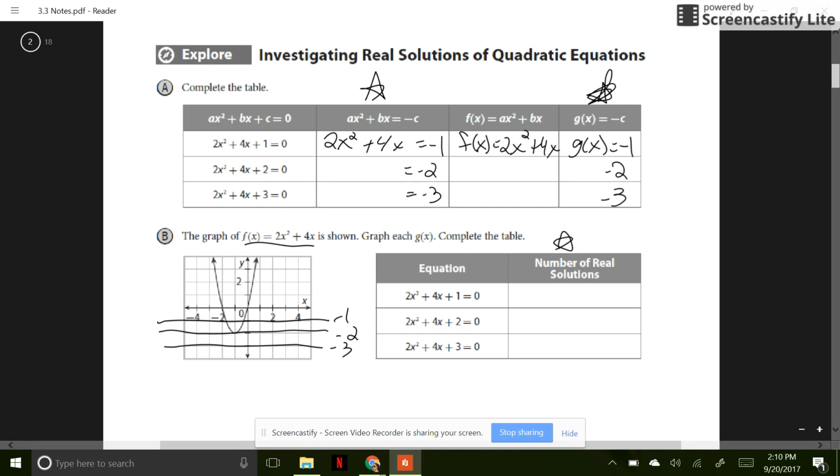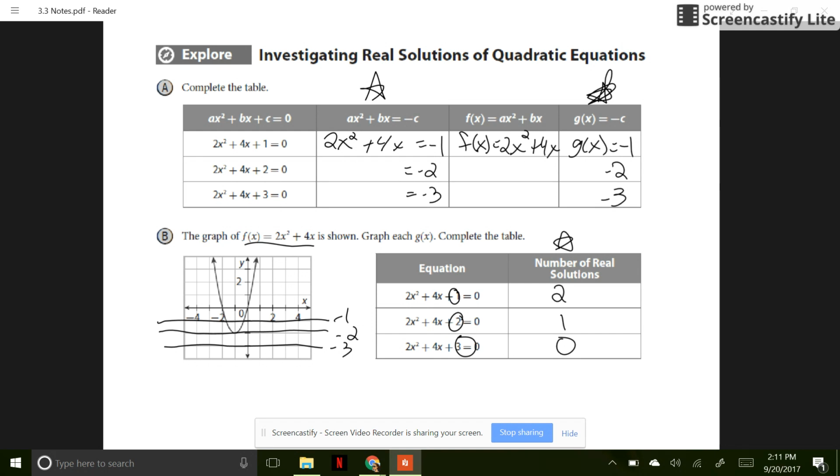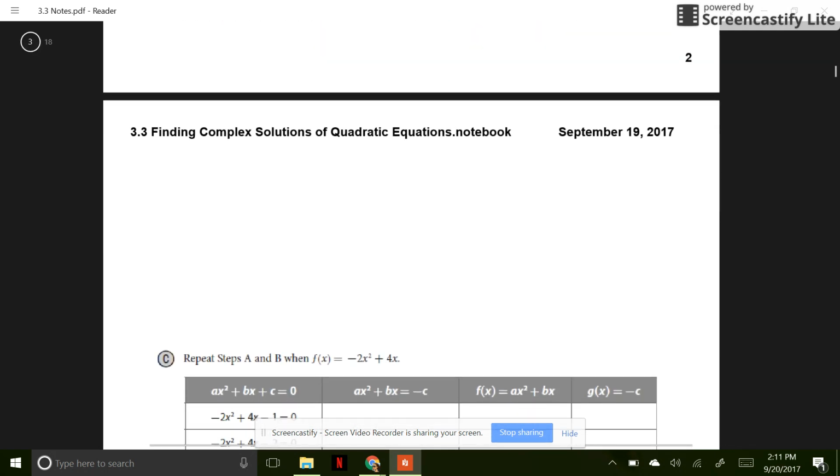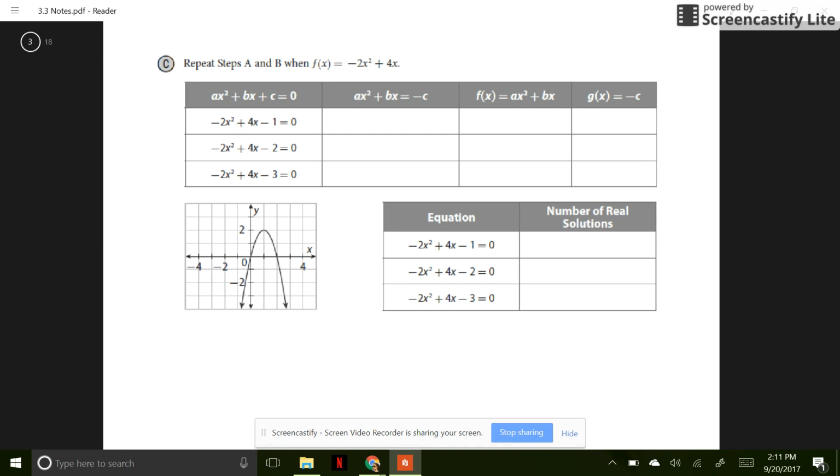So what we're paying attention to is the number of real solutions. Basically, how many times does our horizontal line intersect the function? Well, for our equation, we're looking at the horizontal line of negative 1. It's crossing our function graph twice. When our horizontal line was at negative 2, it's touching our function graph exactly once. And when our horizontal line was at negative 3, it's not touching our function at all. So that's telling us how many real solutions there are based on how many times our horizontal line is touching our graph.